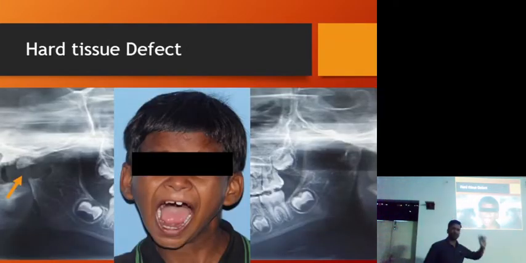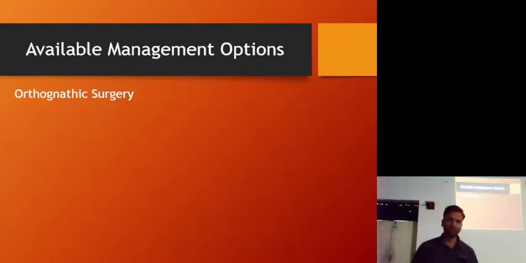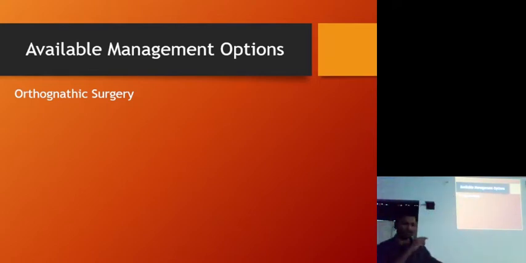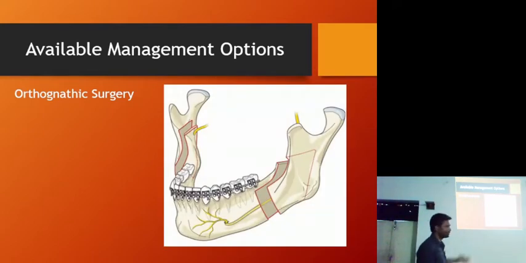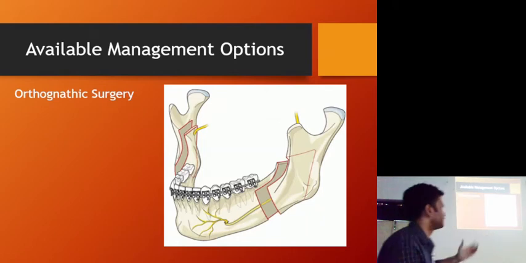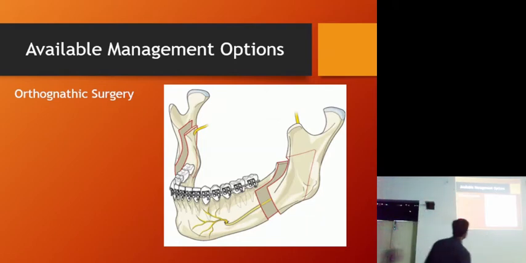What are the available management options after this? One is orthognathic surgery to manage the hard tissue defect, okay, bone defects. In this we can perform bilateral sagittal split osteotomy. Depending on the deformity, depending on the deficiency, we can go for bilateral sagittal split osteotomy, genioplasty, or Lefort 1 osteotomy and advancement. Okay.